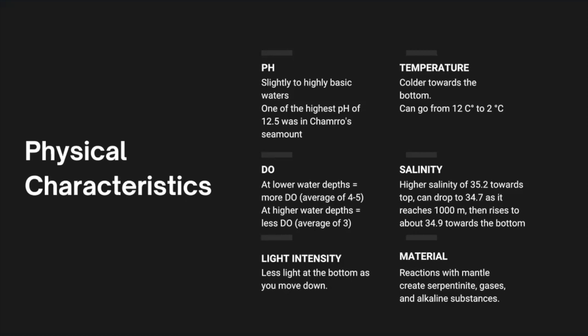Salinity is higher towards the top, and it tends to drop towards 1,000 meters, then rises again towards the bottom, but not as high as it was towards the top. When it comes to light, there is less light towards the bottom as you move down, which reflects the colder temperature towards the bottom. And reactions with the mantle actually create a lot of material like gases and other alkaline substances.